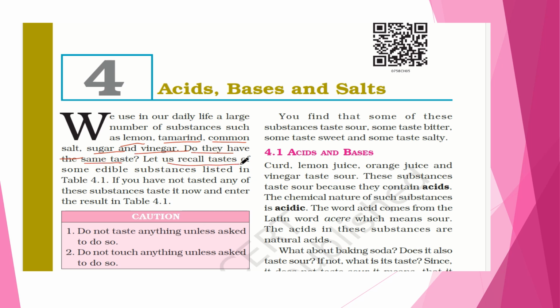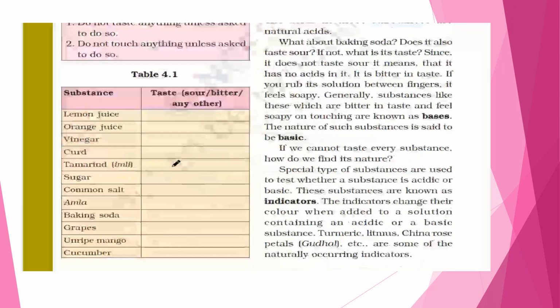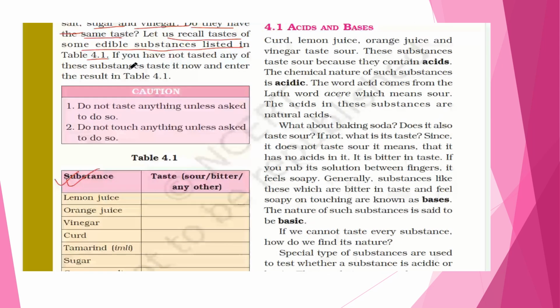Let us recall the tastes of some edible substances listed in table 4.1 below. In 4.1 below we have given you some substances which are all edible, right? Edible means you can eat those substances. So we should taste them and write the taste in this part, what these taste like. If you have not tasted any of these substances, taste it now and enter it in the table 4.1.